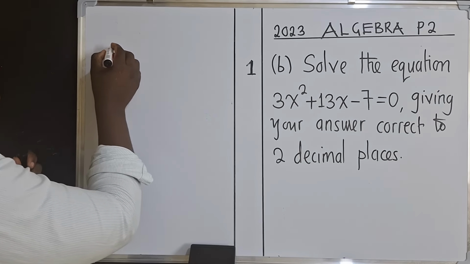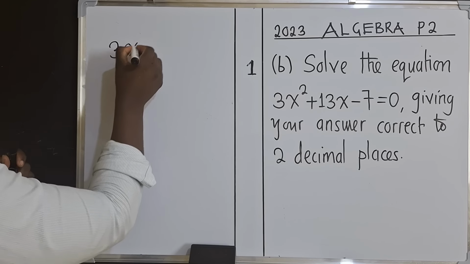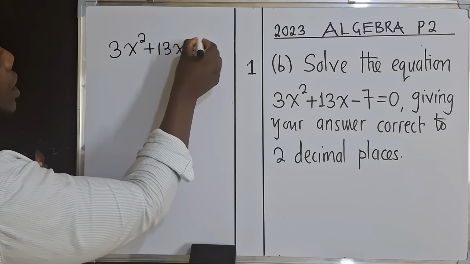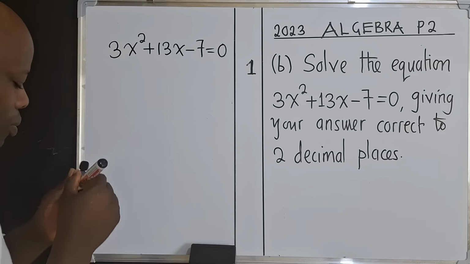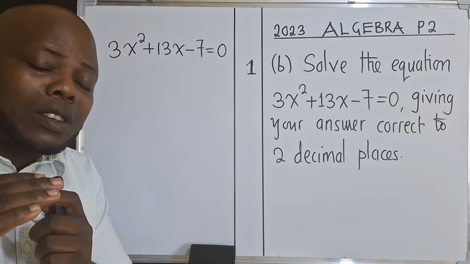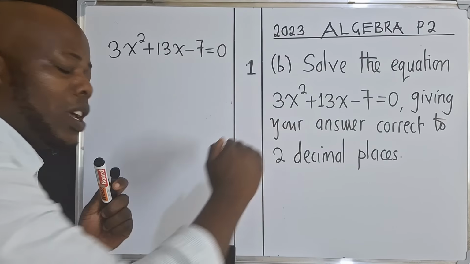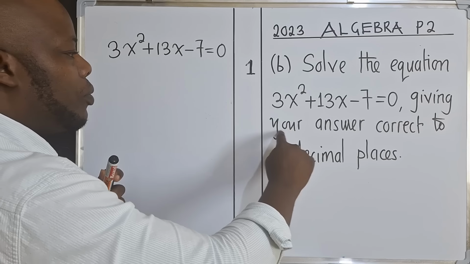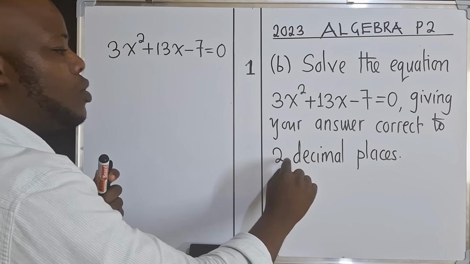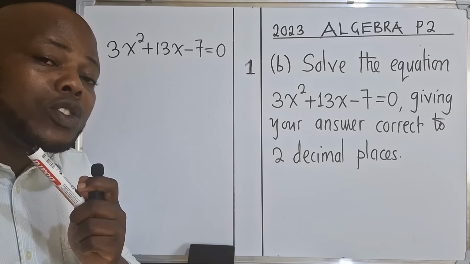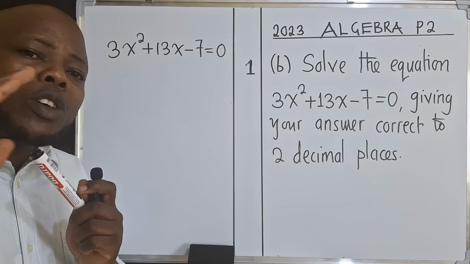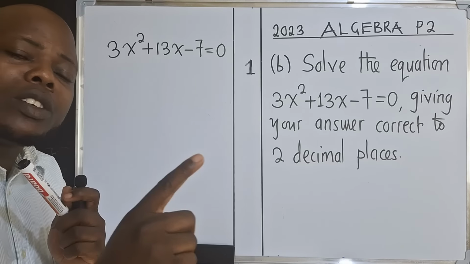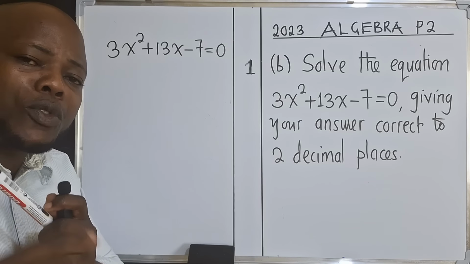So the quadratic equation here is 3x^2 + 13x - 7 = 0. There are no conditions on which method to use here. They have just said solve the quadratic equation, and give your answer correct to 2 decimal places. So the method you use, it's okay. But the mostly recommended methods to use if you're doing ECZ, it's either completing the square method or quadratic formula.